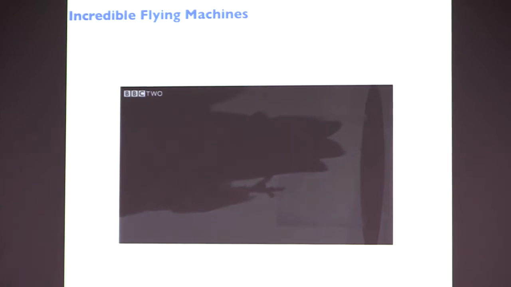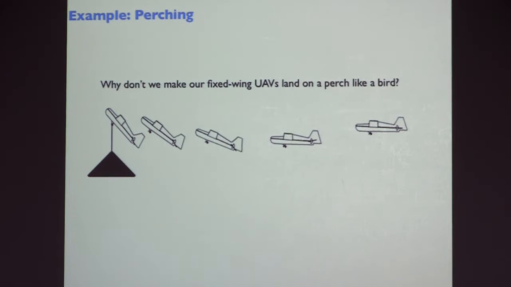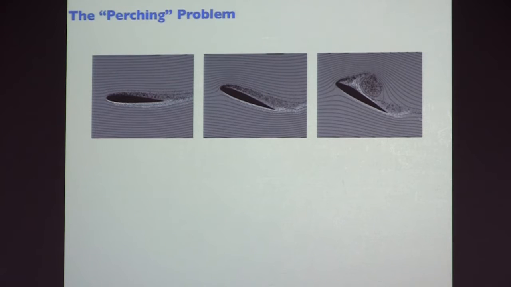To give you another example, let me get more specific with the air vehicles first. One of the problems that we've taken to fruition in trying to fly like a bird is a particular maneuver, which is landing on a perch. Before we had the birds working, we asked the question: could we even do this with a fixed-wing aircraft? The reason it's hard you can sort of summarize in a single slide.